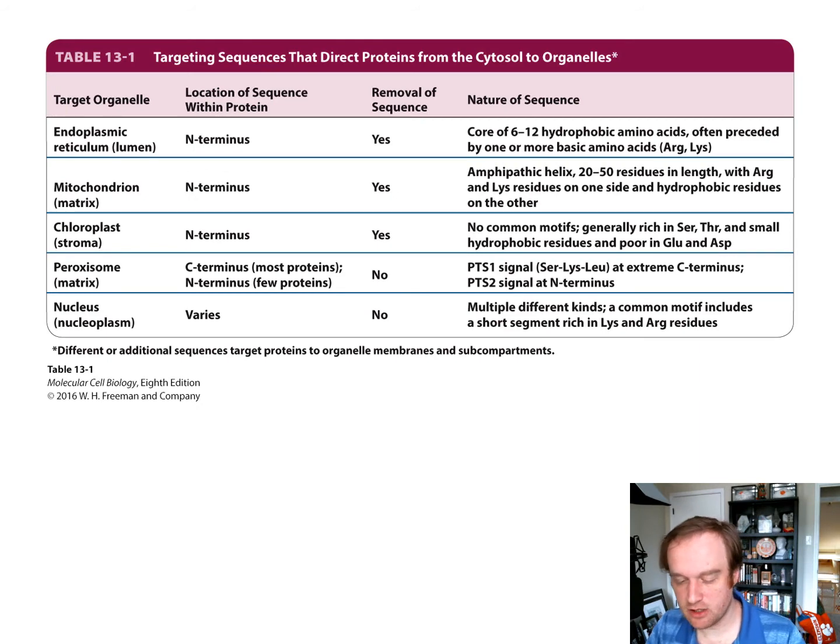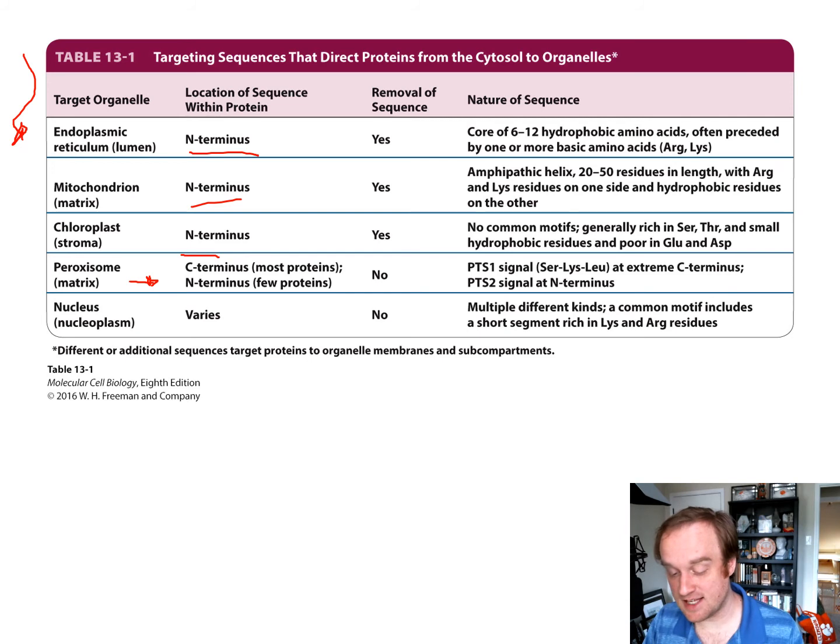So we've talked a little bit about the targeting sequences that some different proteins have, or mRNA that will generate proteins in the case of the ER. And so this table, I'm not going to read it to you because you can read it yourself, but know that there are different target sequences for different organelles. They occur in different locations. The endoplasmic reticulum has an N-terminus target. The mitochondria and the chloroplast in plants have N-terminus, but the peroxisome mostly has a C-terminus target.